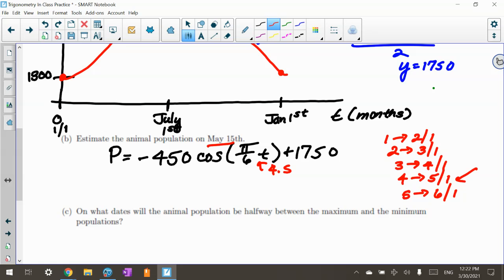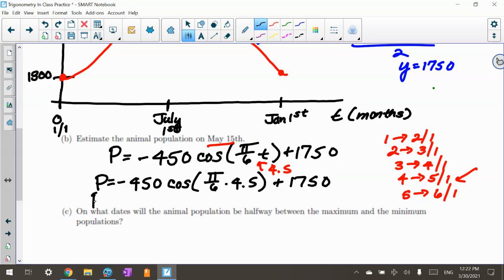And make sure you're in radians. So the population is going to be negative 450 cosine pi over 6 times 4.5 plus 1750. And when I put it in my calculator, making sure I'm in radians, you're going to get 2068.2, I think, but you can either leave it like that or round it up. It doesn't matter. But that's my population on, was it May 15th?